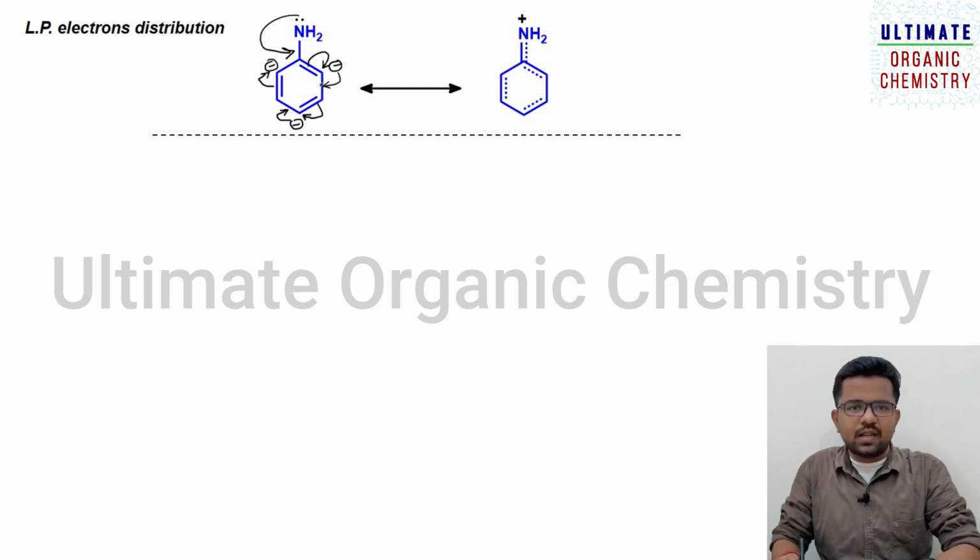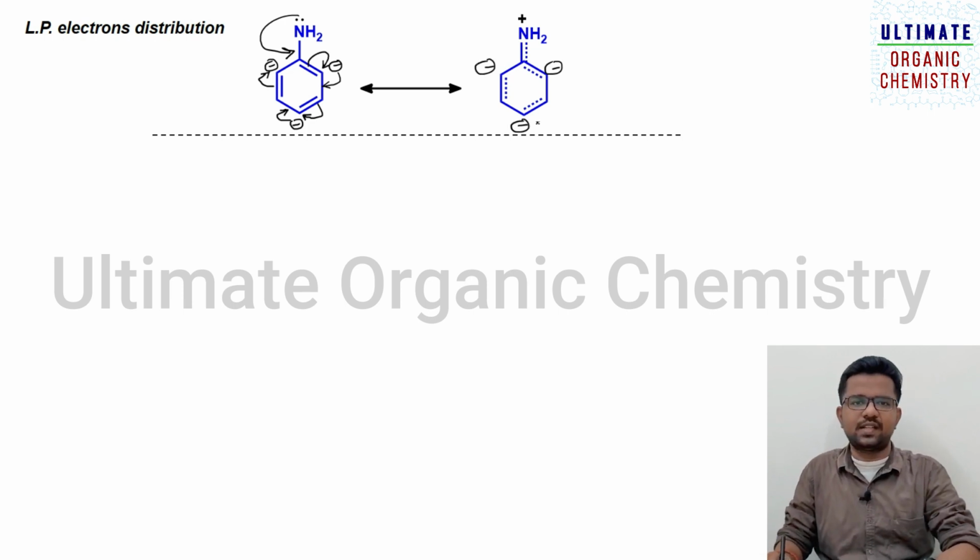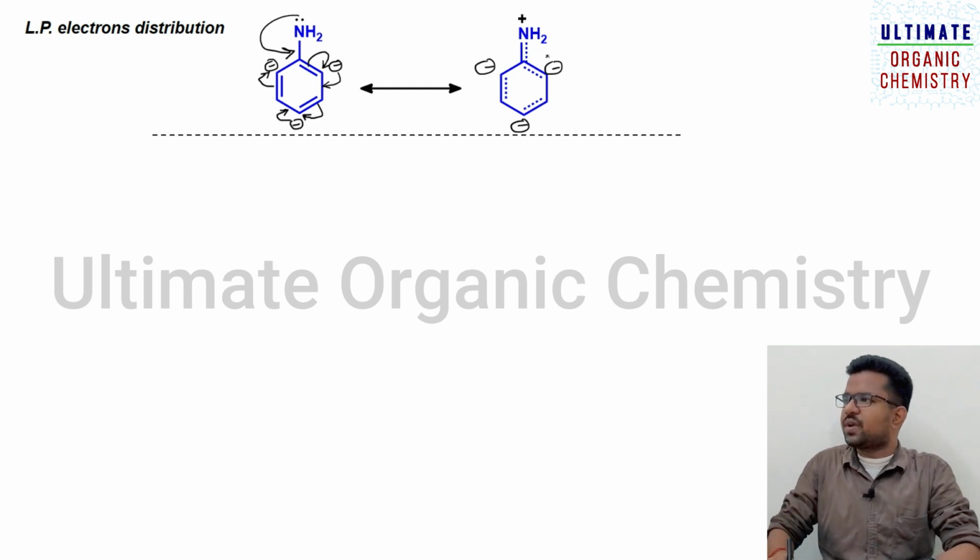And if you combine all the resonance structures together, you will get negative charge at ortho positions and the para position, and you can say that electron density will be maximum at ortho and the para positions, and you can say this amino group as ortho para director.